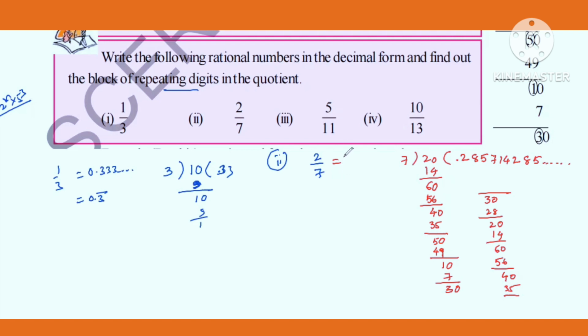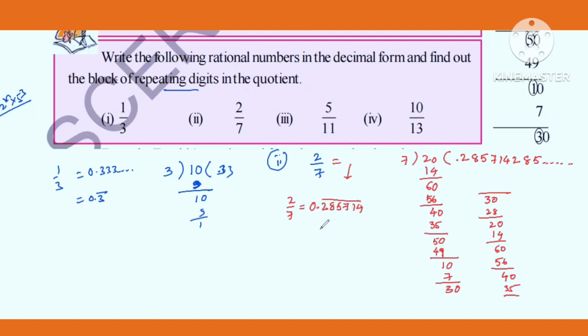You have to write 2 by 7 equal to 0.28571 bar. If you are writing the bar, you don't write the repeating part again. If you are not writing the bar, then you have to write these dots. That tells you that it will continue like that.